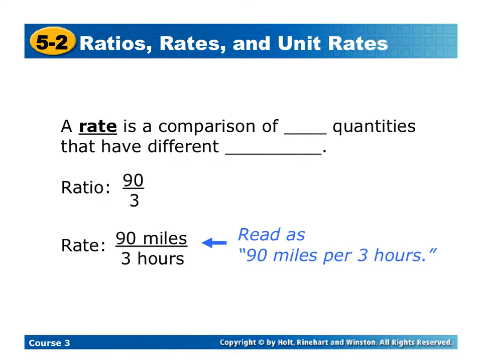Now, we've been working with ratios. The difference between a ratio and a rate is that a rate is a comparison of two quantities that have different units. So a ratio would be just saying like 90 to 3. So it might be like shaded to unshaded regions. A rate would be something like 90 miles per 3 hours. And it makes it a rate because we have the different units, miles and hours.